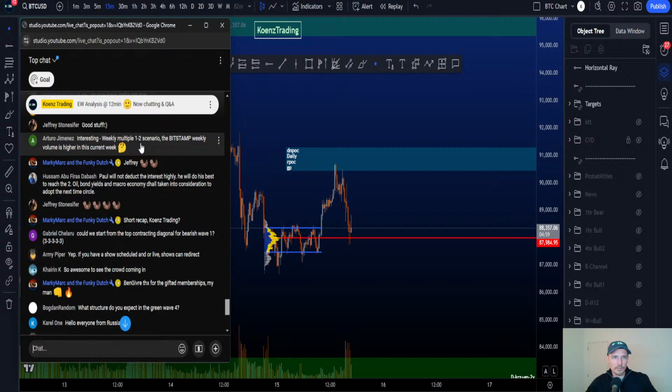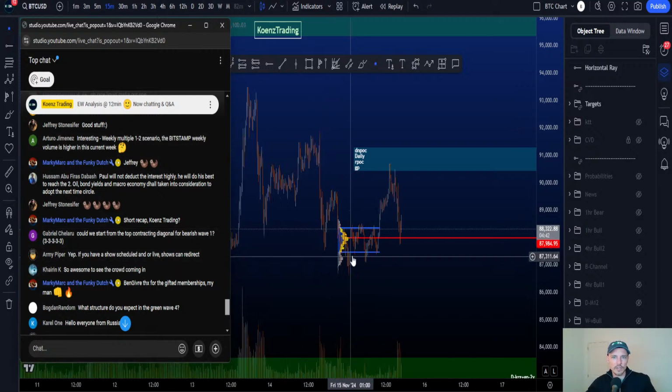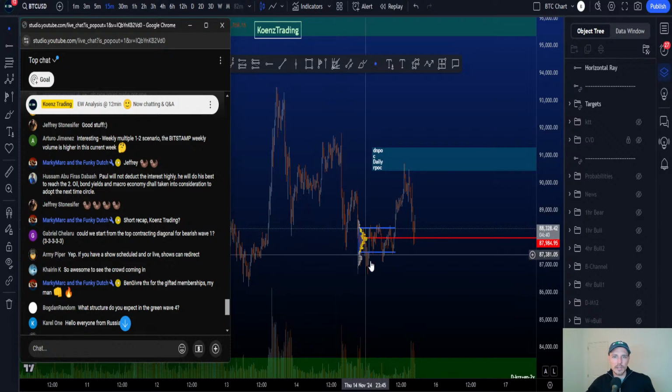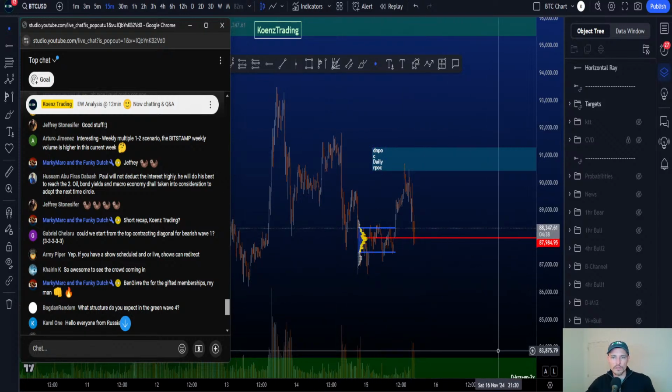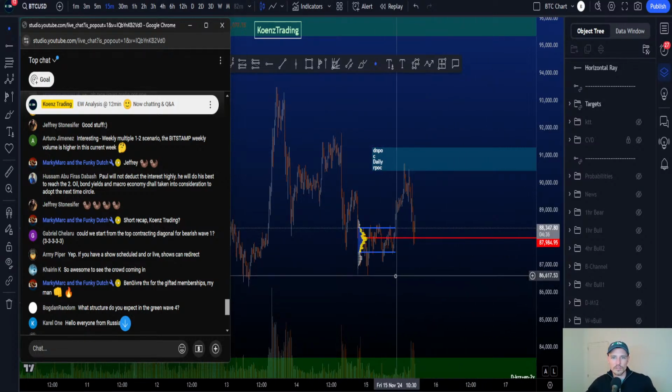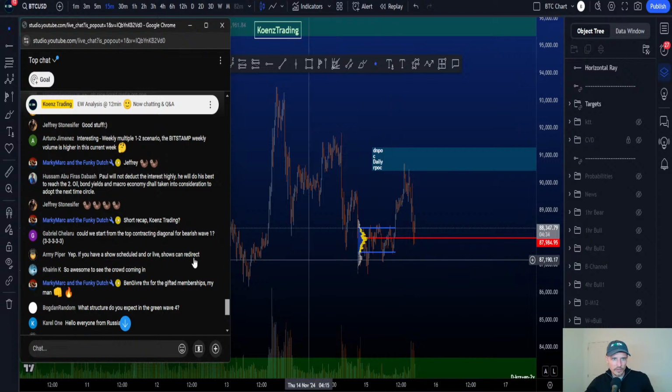Yeah. Weekly multiple 1-2s, the Bitstamp weekly volume is higher in this current week. Yes, same in, oh, you mean compared to wave 3, Arturo? Yeah, I personally prefer Coinbase. I've always enjoyed the volume as well as the candles on this chart. Could we start from the top contracting diagonal for bearish wave 1? Yes, but 1, 2, you still need 3, 4, 5. So in that case, of course, you want to wait till you have a wave 4 or 5 in.